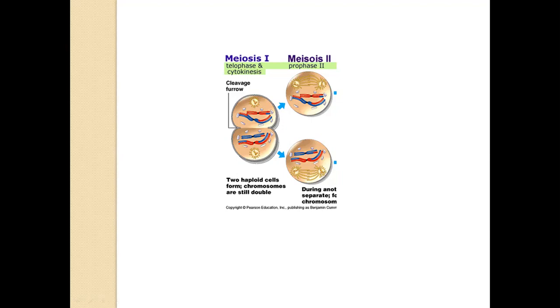Telophase and cytokinesis 1. In telophase, the chromosomes become diffuse and the nuclear membrane reforms. The spindle disappears, and in cytokinesis, the cytoplasm is divided by a cleavage furrow. The result is two haploid cells. Each cell contains one duplicated copy of each homologous chromosome pair. The cytoplasmic division forms two new cells, and this will be followed by meiosis 2.